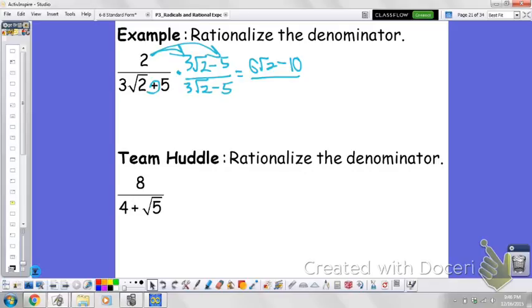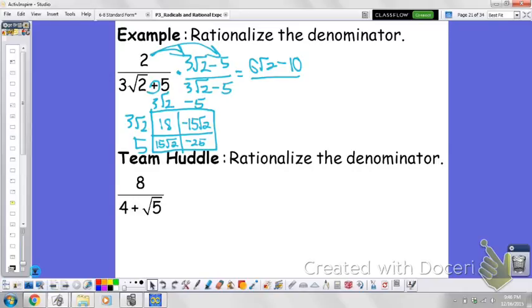Since these have 2 terms each, I'm going to use the box method to go ahead and multiply these. So I have 3 root 2 and a 5, 3 root 2 and a minus 5. 3 root 2 times 3 root 2 is 9 times 2, which is 18. Then I have minus 15 root 2, a positive 15 root 2, and then a negative 25.